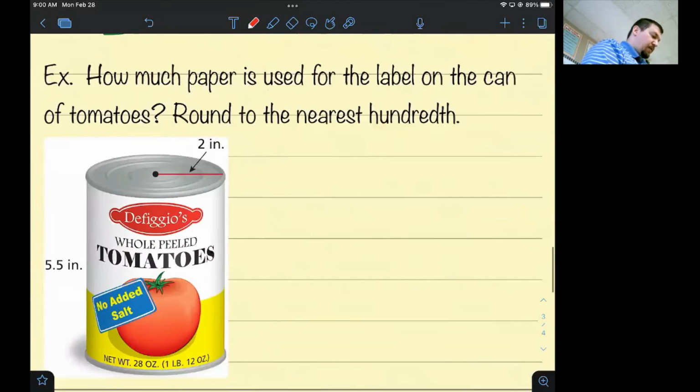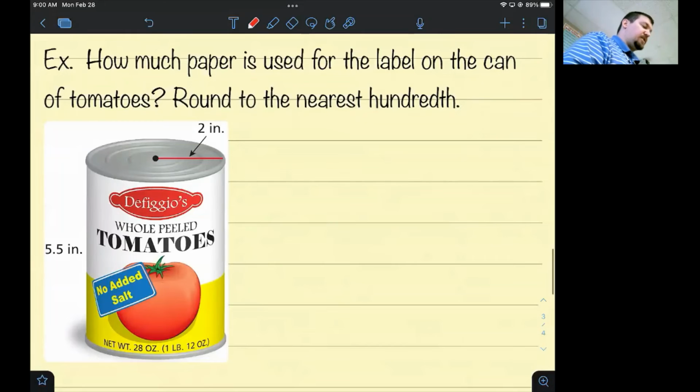All right. And then we've got this next problem that says how much paper is used for the label on the can of tomatoes. Now, how is this problem different from the other two we just did? Lucas?